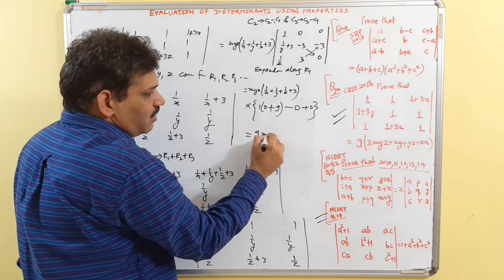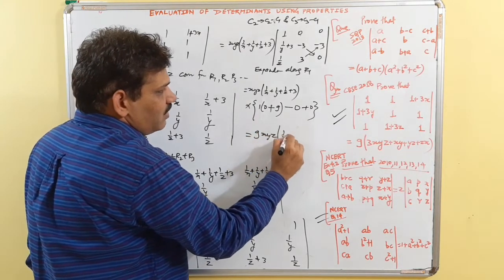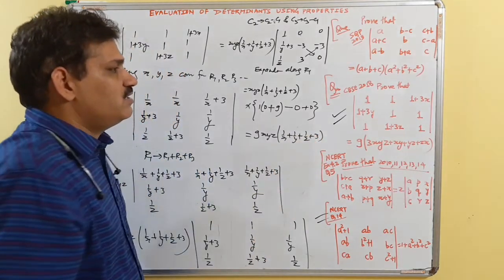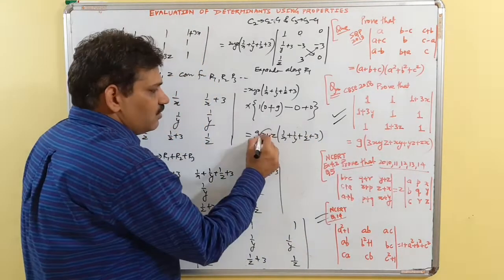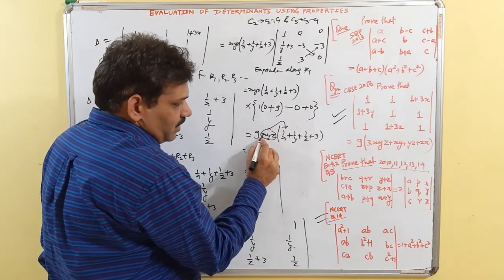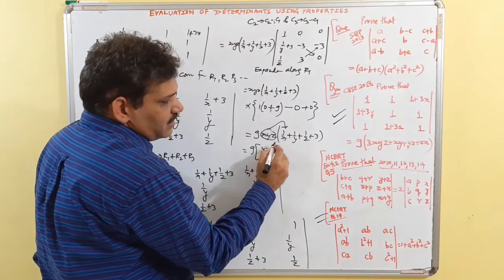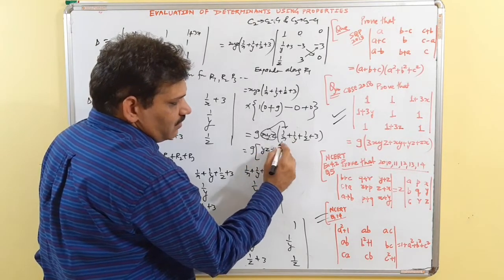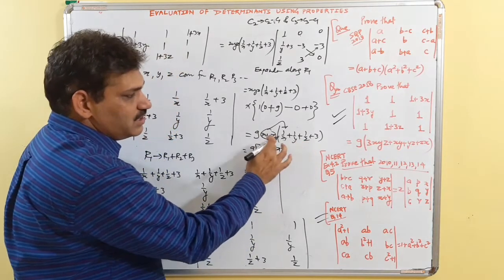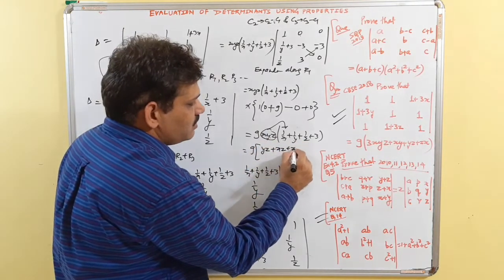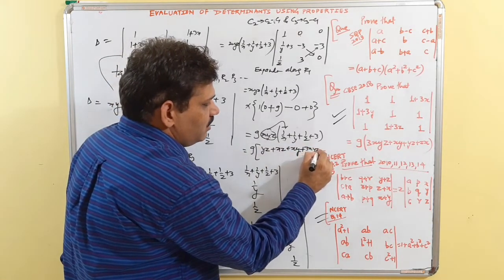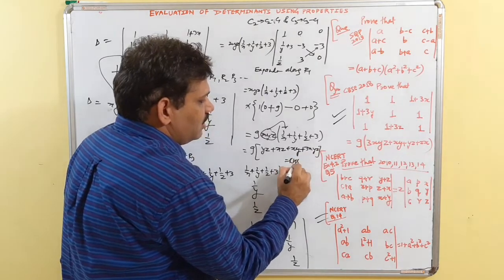So 9xyz into 1 by x plus 1 by y plus 1 by z plus 3, and our answer is this. So what we do is we multiply xyz with all the terms. So this gives us 9. xyz multiplied by 1 by x will give us yz. xyz multiplied by 1 by y, y will be cancelled out, xz will be there. xyz multiplied by 1 by z, z will be cancelled out, so this will give us xy. And xyz multiplied by 3 will give us 3xyz. That is our right hand side.